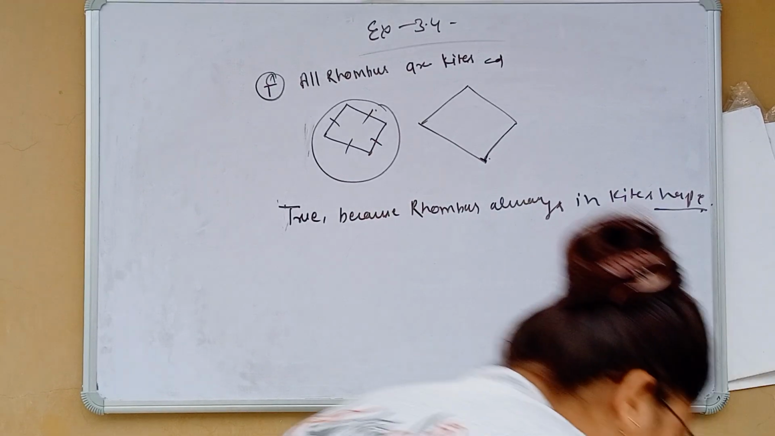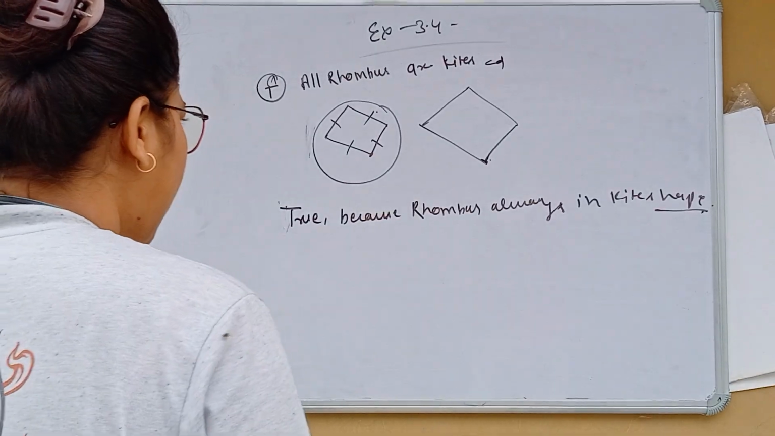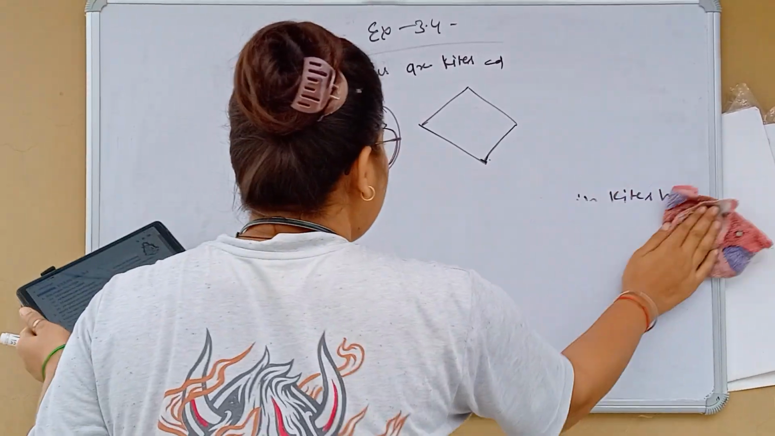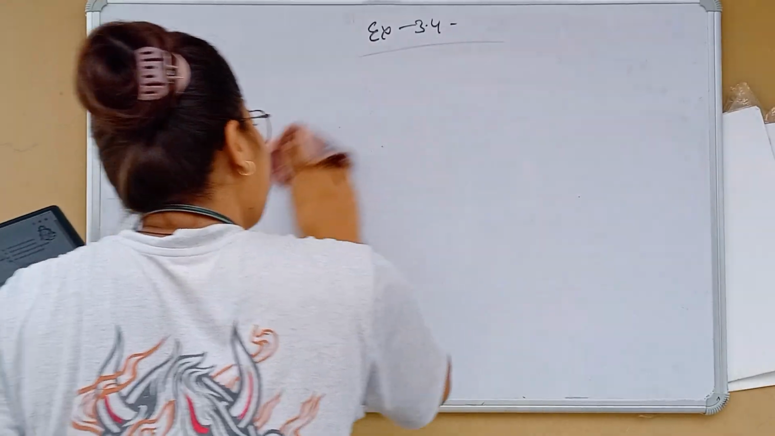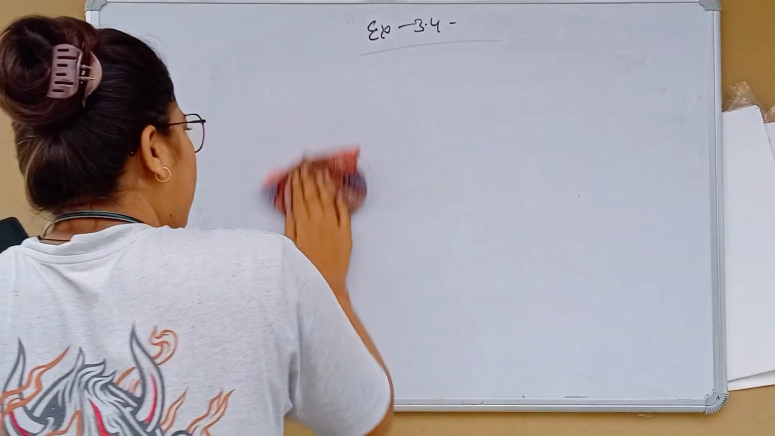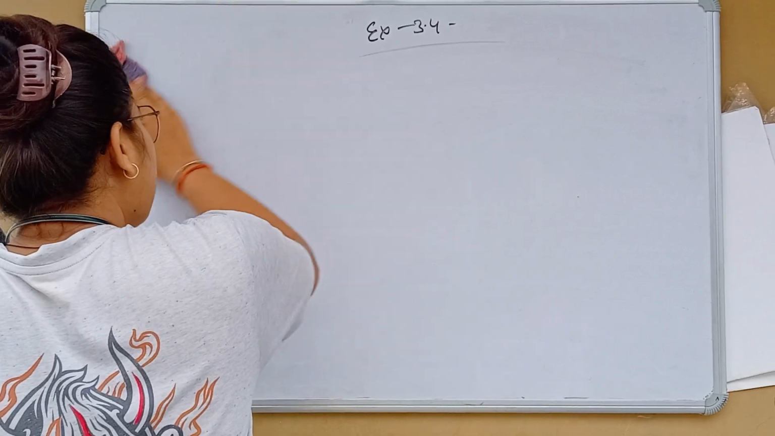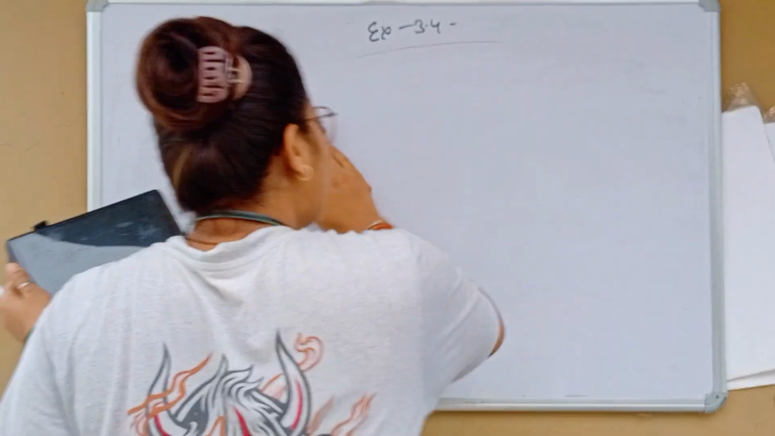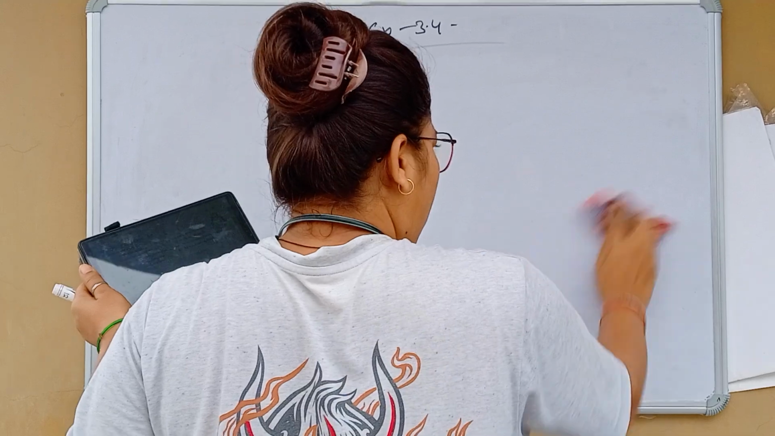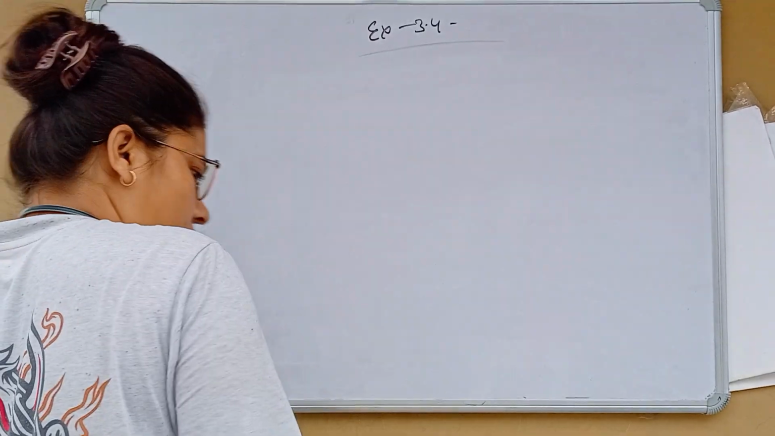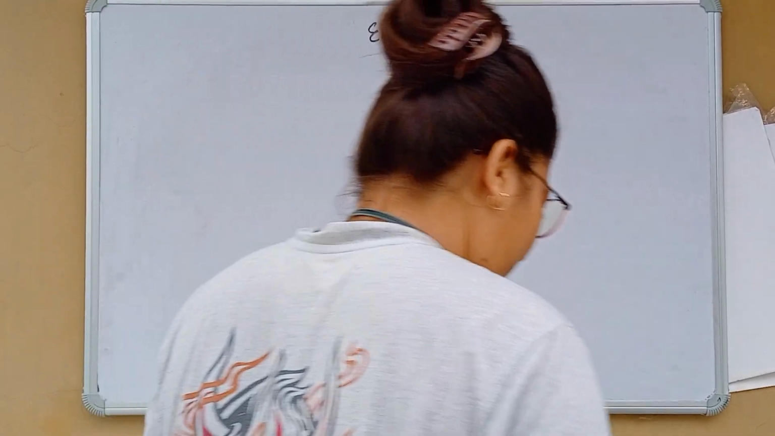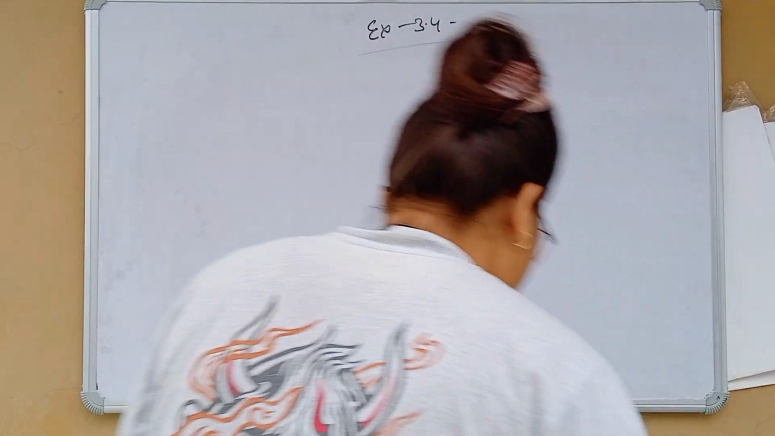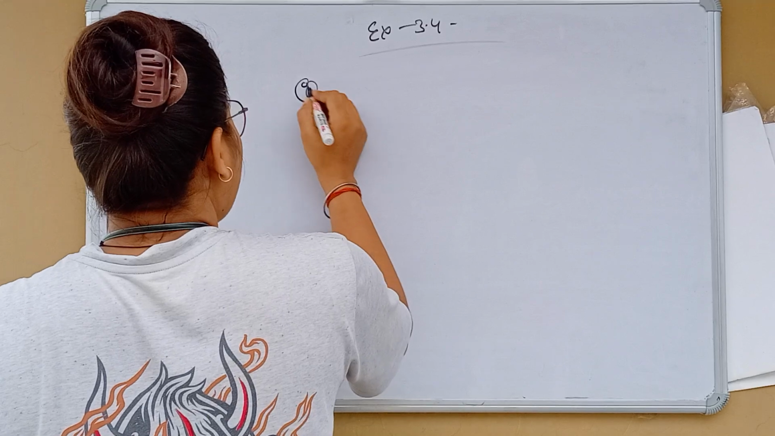So yes, question G: all parallelograms are trapezium. We discuss one question here, one by one, not leaving out any question. Understand all the questions here from your book, NCERT class 8. So the next question is G, all parallelograms are trapezium.